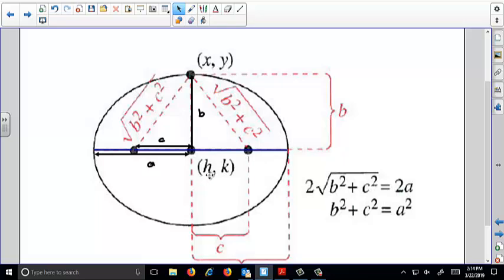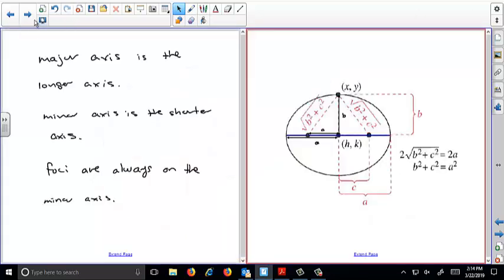Now this h comma k are the coordinates of the center. You don't have to have the ellipse centered at the origin. There are special cases, and we'll look at that. So that's kind of explaining how you get this relationship between the different lengths.